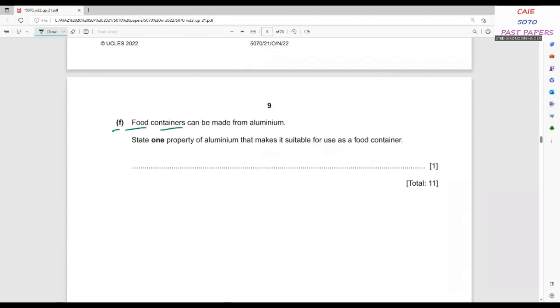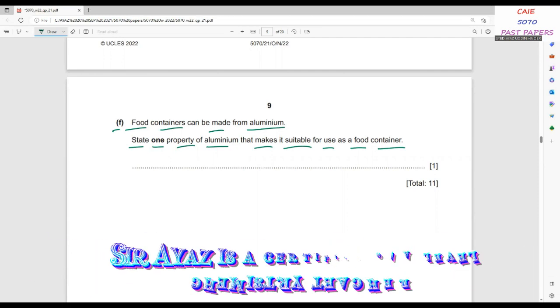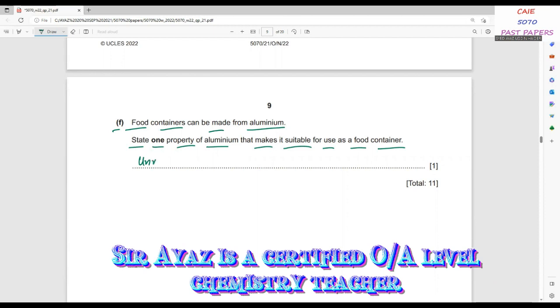F. Food containers can be made from aluminium. State one property of aluminium that makes it suitable for use as a food container. So it must be related to its reactivity. So you can write it's unreactive. You can also write it does not react or corrode in air, or even with water.